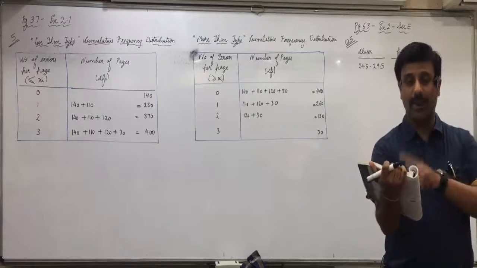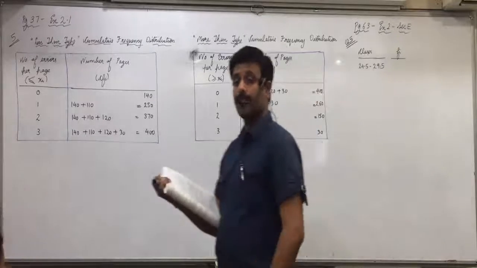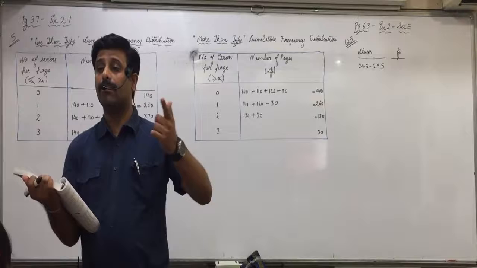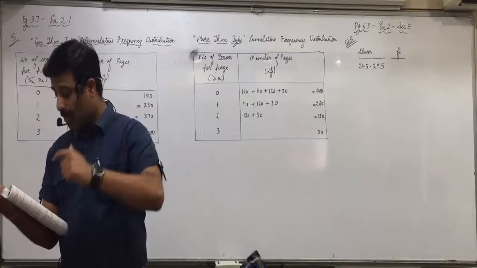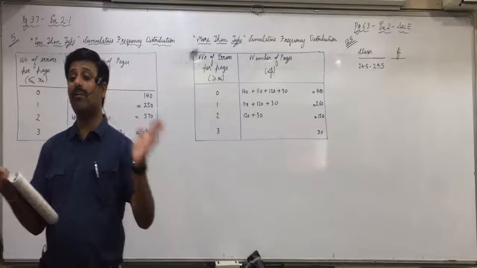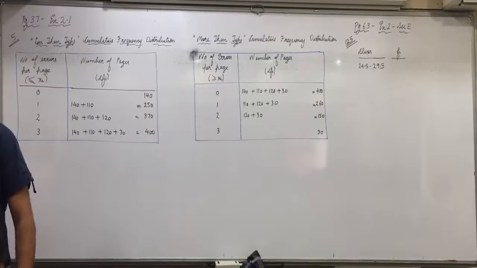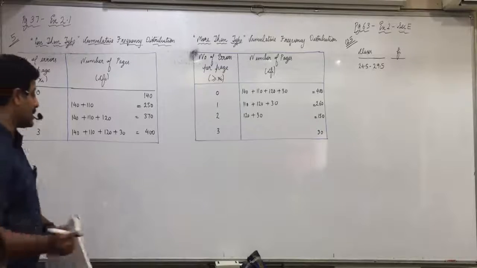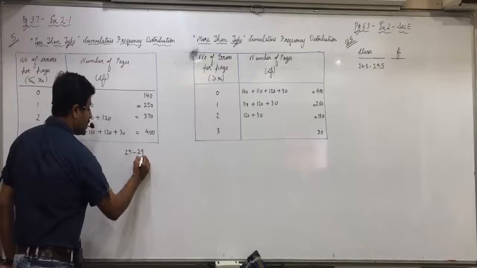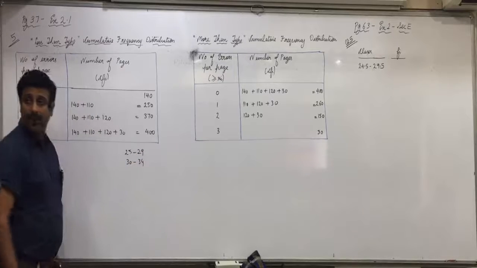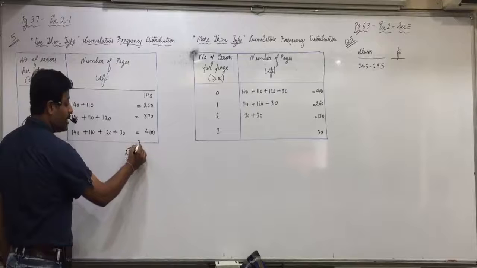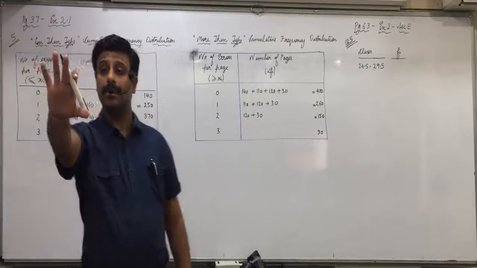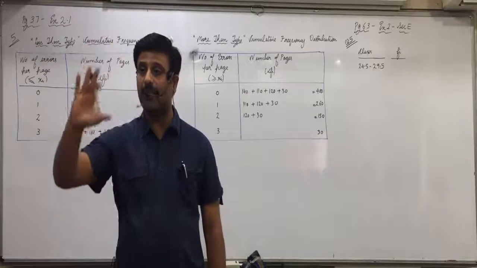Ayushi, what is the lower limit of the first class? 25. Isha, before 25, what would be the upper limit of the previous class? No, before 25. The first class is 25 to 29. The next class is 30 to 34, right? So I am asking you, before 25, what would be the upper limit of the preceding class? 24. Are you also clear with this? Lower limit is 25 and the upper limit of the preceding would have been 24.